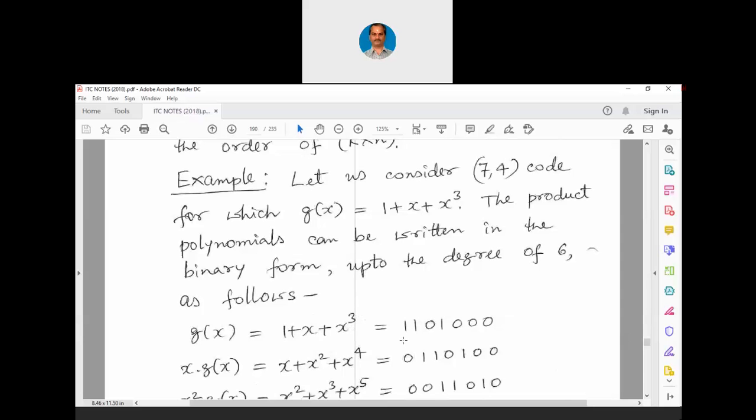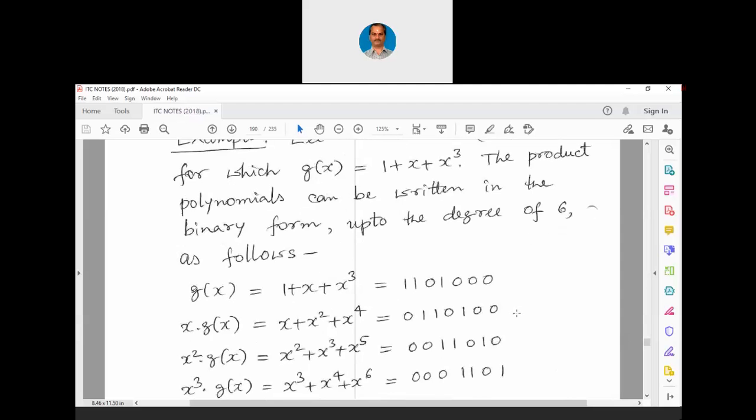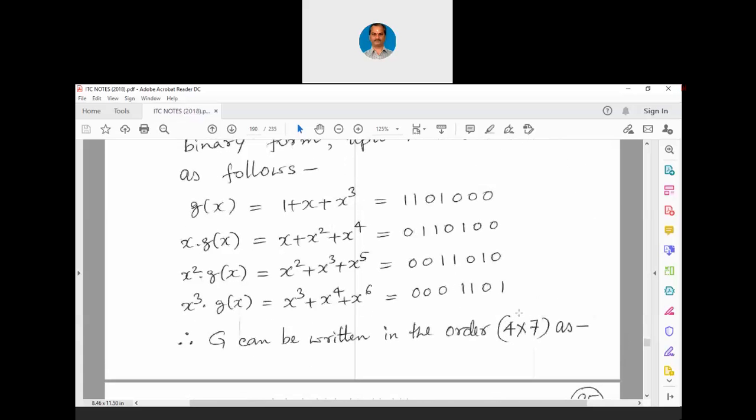Now we can write it as 1, 1, 0, 1, 0, 0, 0. See, 1, 1, x squared is absent, so it is 0, x cubed is 1. Then later on, we have no term, so we will write 0, 0, 0. We will have to write 7 positions here. Next, let us take this x into g of x. Multiply this 1 plus x cubed by x, you will get x plus x squared plus x power 4. Now you can write it as 0, 1, 1, 0, 1, 0, 0.